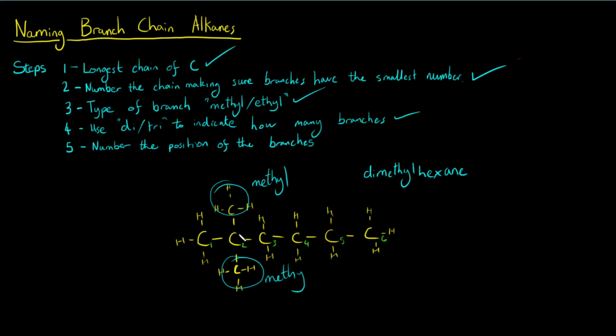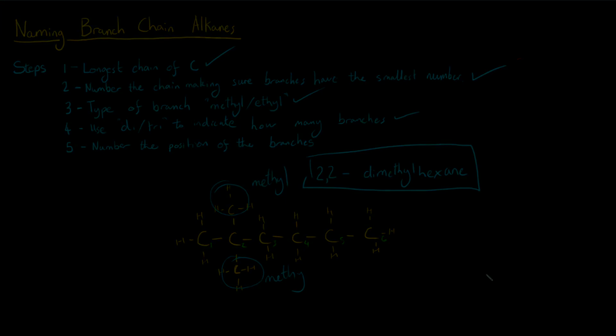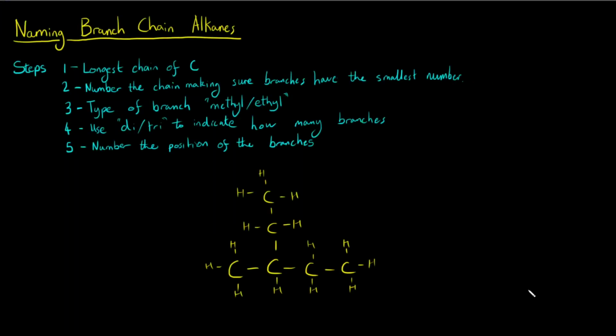We've got 1 branch on carbon number 2, and we've got another branch on carbon number 2 as well. So we need to make sure that we number both, and we say 2,2 dash dimethyl hexane. It's important that we put both 2's on, even though they're on the same carbon. Each number is just for 1 branch. Since we've got 2 branches, we're going to have 2 numbers on it. And there is our third example done. 2,2 dash dimethyl hexane.